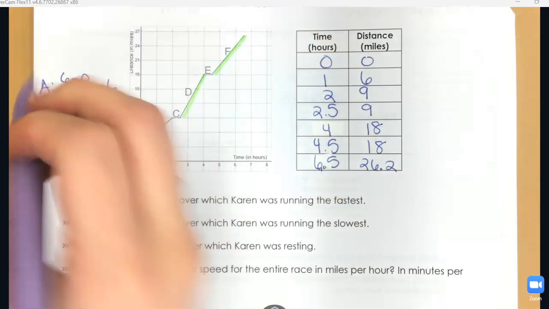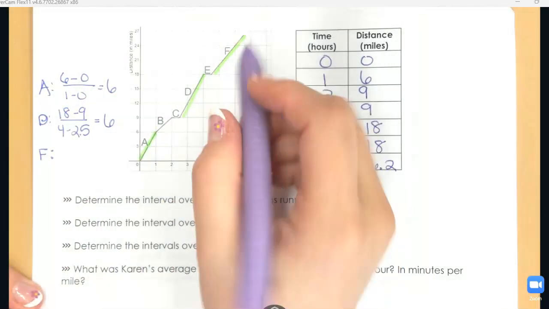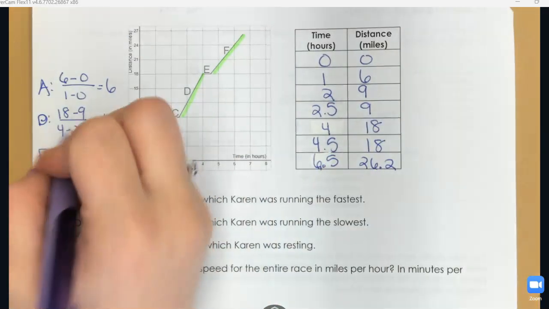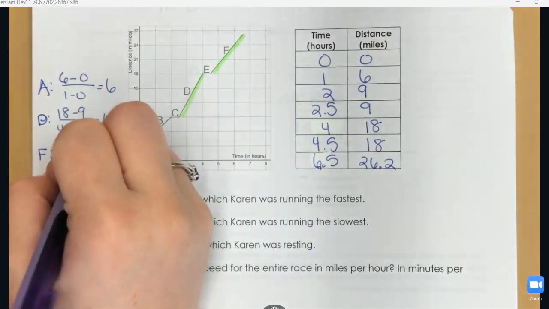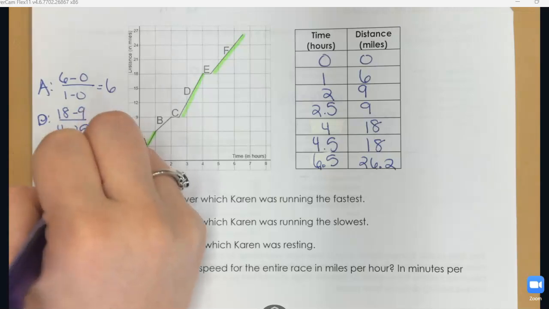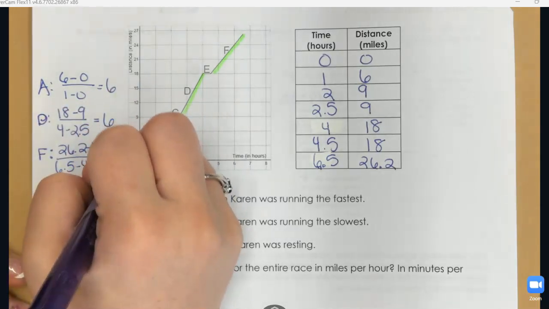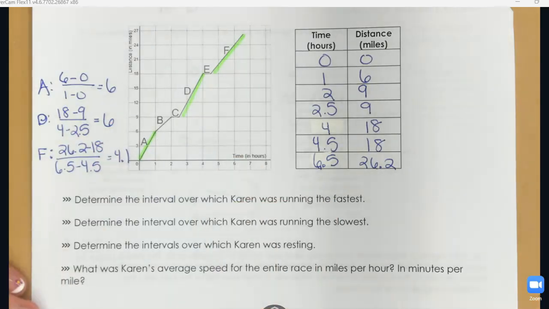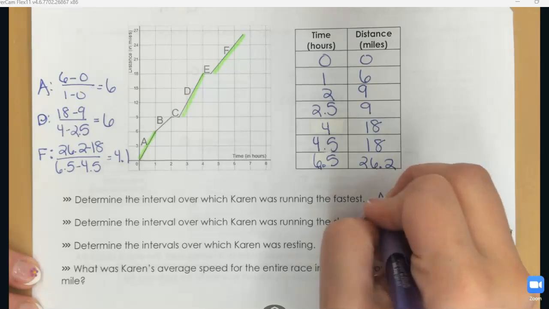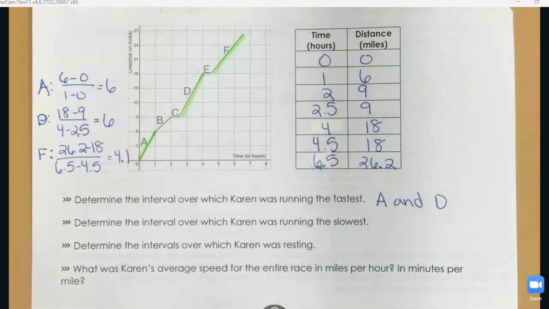So let's look at our last interval F to see if it is any larger or not. So F is going to be 26.2 minus 18 over 6.5 minus 4.5. And that is 4.1. So that is actually the slower slope. So A and D, she is running the same speed. So interval A and interval D are her 2 fastest speeds.